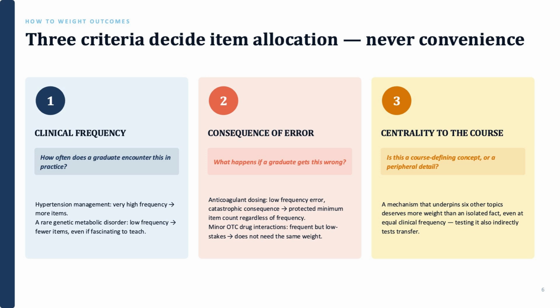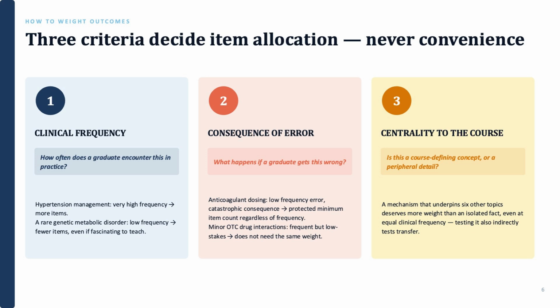Second, consequence of error. Here, the critical question is, what happens if a graduate gets this wrong? Anticoagulant dosing is key. Errors have low frequency but catastrophic consequences, demanding a protected minimum item count. Minor OTC drug interactions, while frequent, are lower stakes.